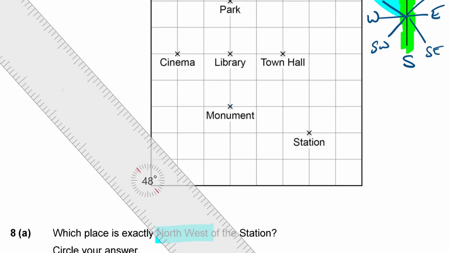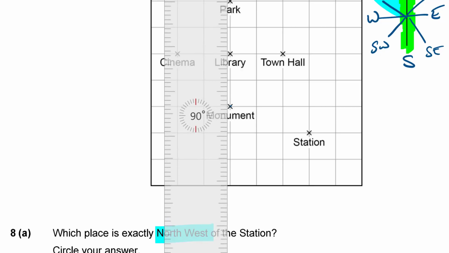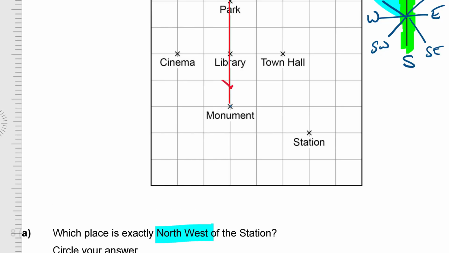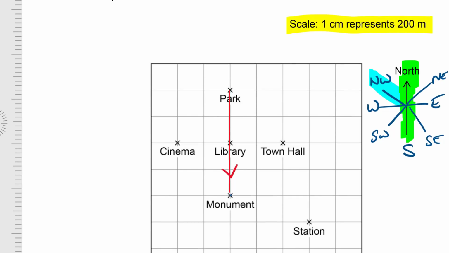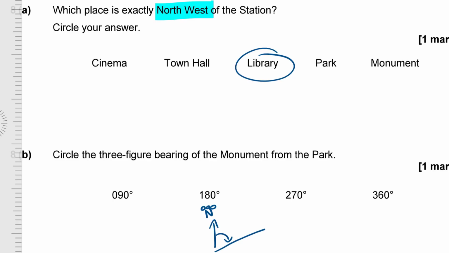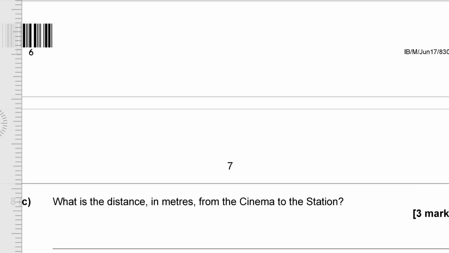well, you can see going directly to the monument from the park is going directly downwards, isn't it? So let's just mark that on. It's going that direction. Okay, so we said this way is north, so I'm going an angle of 180 degrees around from the north line. So that is going to have a bearing of 180. That one. Any more? Yes.